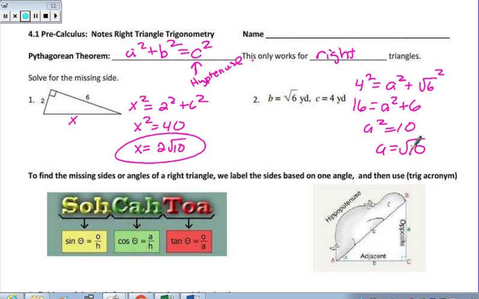We're also going to be talking about some of our basic right triangle trig. You probably remember from geometry class this SOHCAHTOA over here. S stands for sine, and the ratio is opposite over hypotenuse. C stands for cosine, the ratio is adjacent over hypotenuse. T stands for tangent, which is opposite over adjacent.